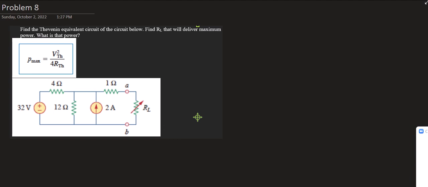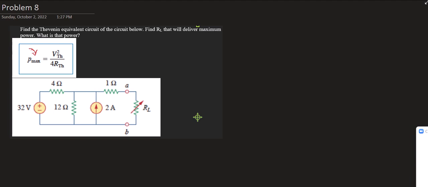Okay, so the maximum power that a circuit can deliver comes from when you have a resistance equal to the Thevenin resistance. So when you are looking for maximum power, you find the Thevenin resistance, and then from that you have this nice formula here that you might want to put on your formula sheet, that P max equals V squared Thevenin over 4R Thevenin.